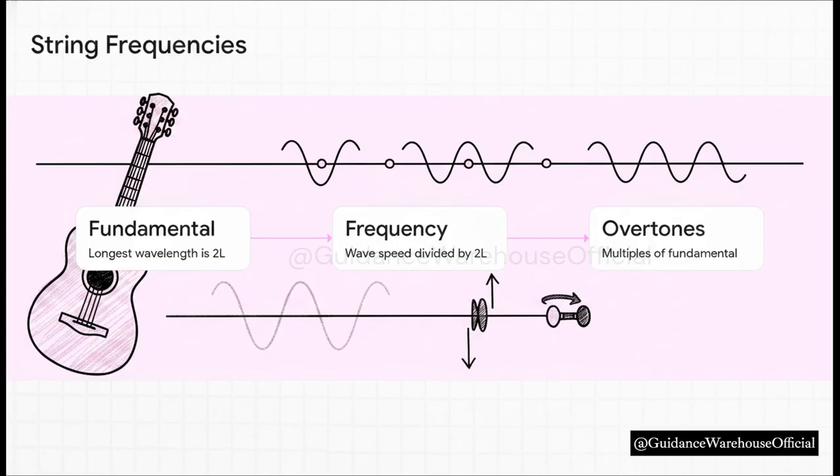This brilliantly illustrates why tuning a guitar actually works. When you tighten the tuning peg, you increase the tension on the string. This increases the wave speed, which fundamentally raises the frequency of the note. And step 3. Any higher frequencies that fit perfectly on that string are exact mathematical multiples of that fundamental note. We call those overtones or harmonics.